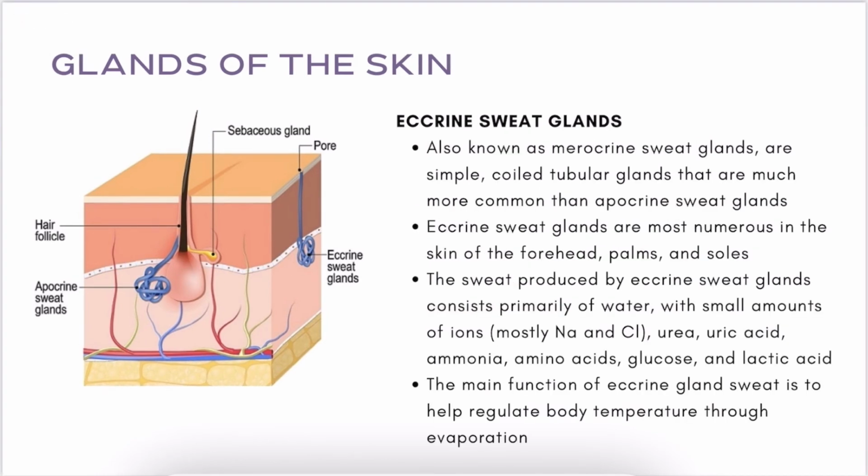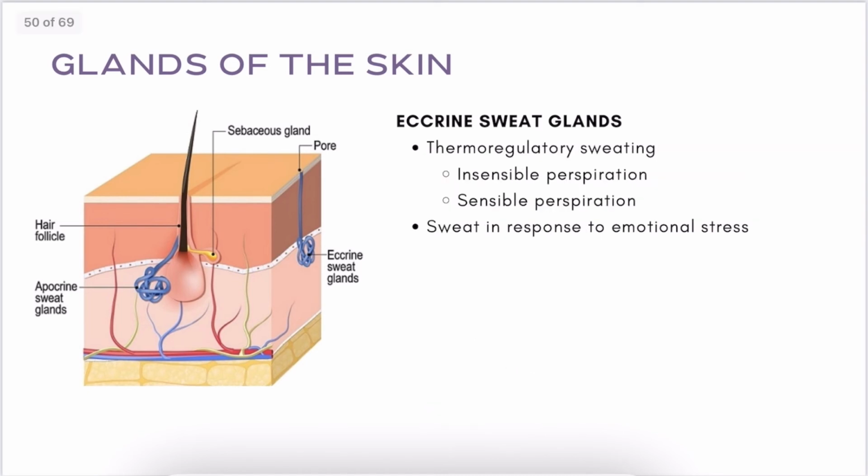And then we have your eccrine sweat glands, which are also called your merocrine sweat glands. They are simple coiled tubular glands that are much more common than apocrine sweat glands. So they are distributed throughout the skin of most parts of the body except for the margins of the lips, the nail beds of the fingers and toes, the glans penis, the glans clitoris, the labia minora, and eardrums. Our eccrine sweat glands are most numerous in the skin of the forehead, palms, and soles.